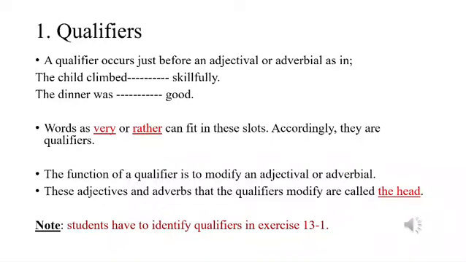So skillfully and good: skillfully is an adverb, good is an adjective, and the words very and rather can modify both of them. The adjectives and adverbs that the qualifiers modify are called the head. In exercise 13.1, students have to identify qualifiers.